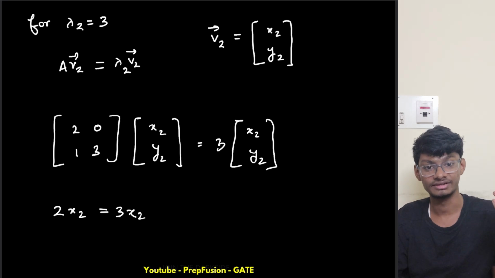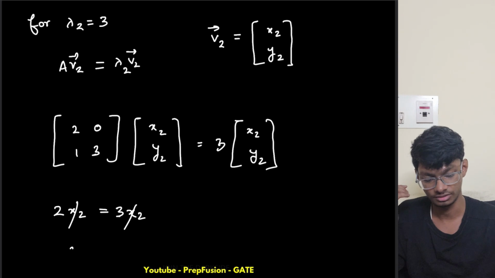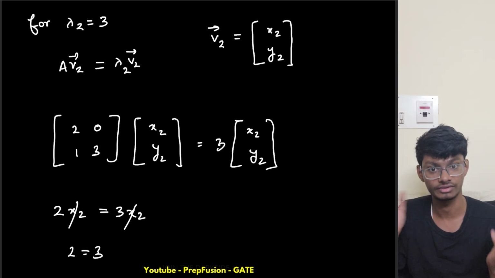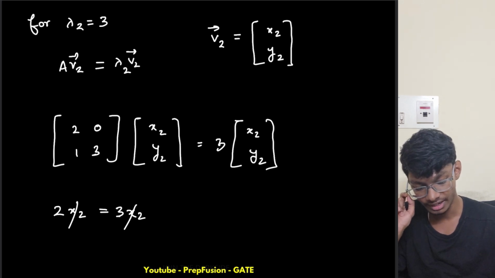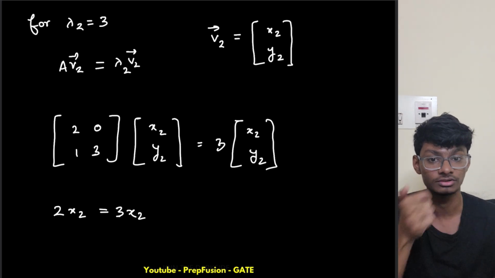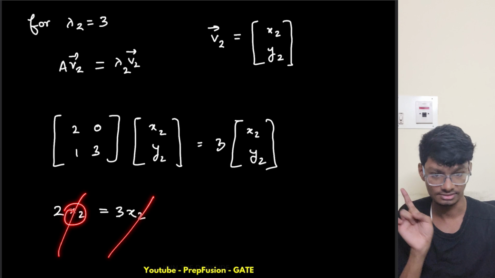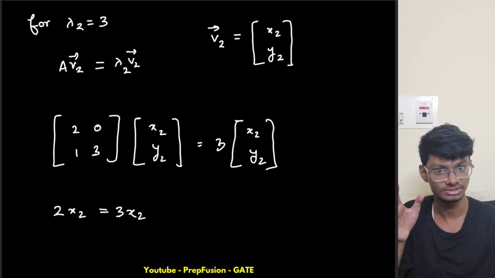Then what is the problem? Let me cancel the x2 because we can take it common, right? So 2 equals 3. Okay, what is the issue here? 2 equals 3. So the problem is I simply cannot cancel this. Why? Because I haven't considered the case when x2 is 0. So if x2 is 0, I can't simply cancel this.